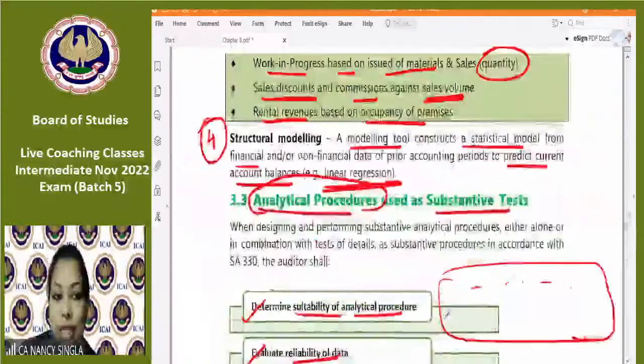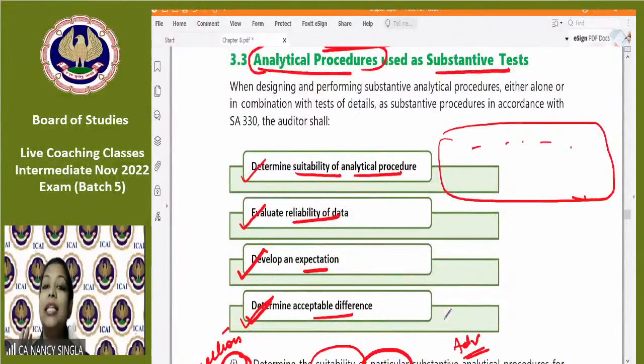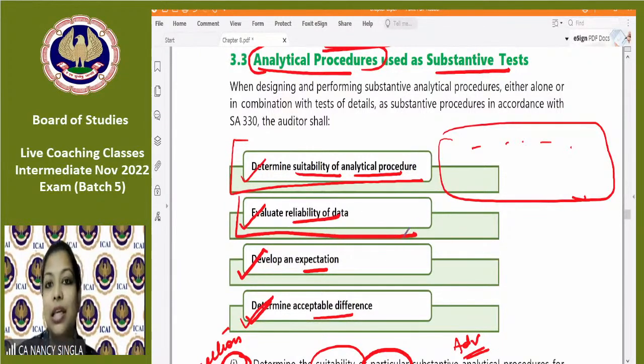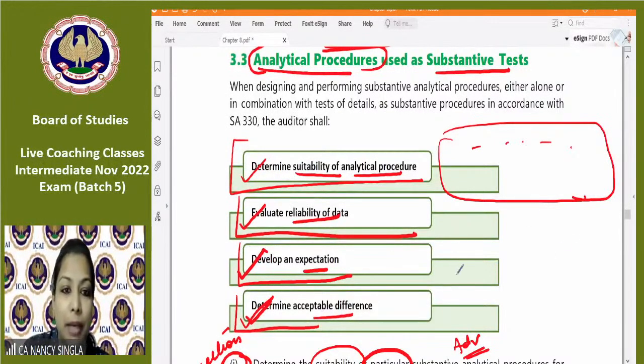And what we were discussing is that when the auditor has decided that he's applying analytical procedure as substantive test, first of all, he'll determine the suitability of the particular analytical procedure. He will evaluate the reliability of data. He'll develop an expectation, and he'll see whether an expectation can be developed which is sufficiently precise, and he'll determine the acceptable difference. Clear? Quickly send in your replies.